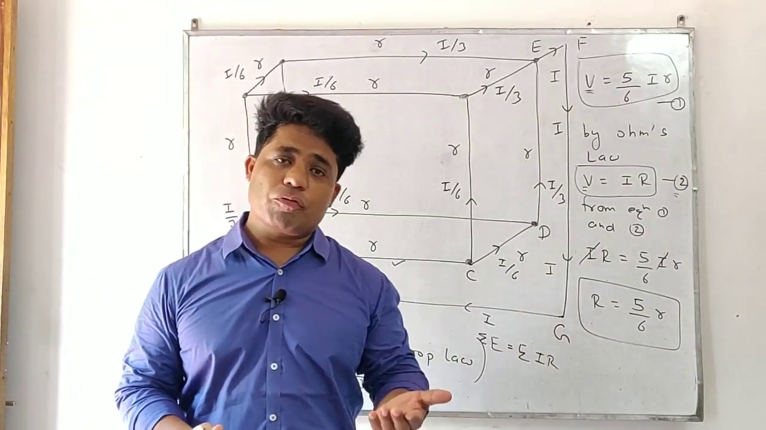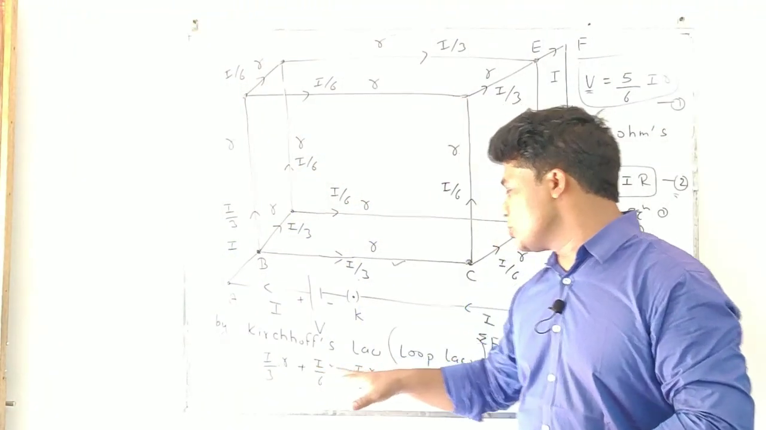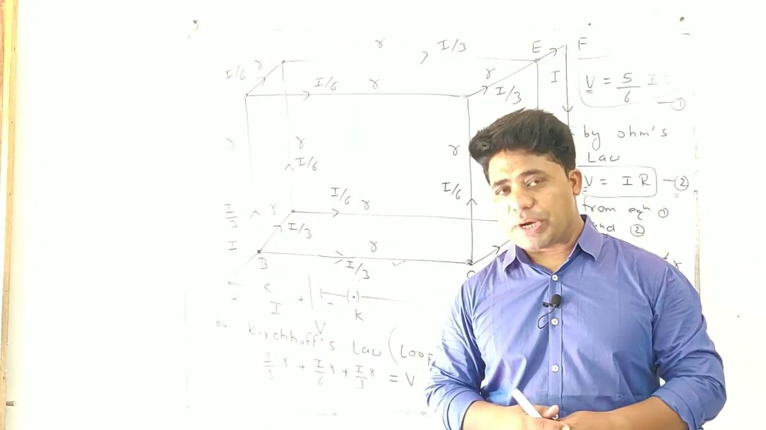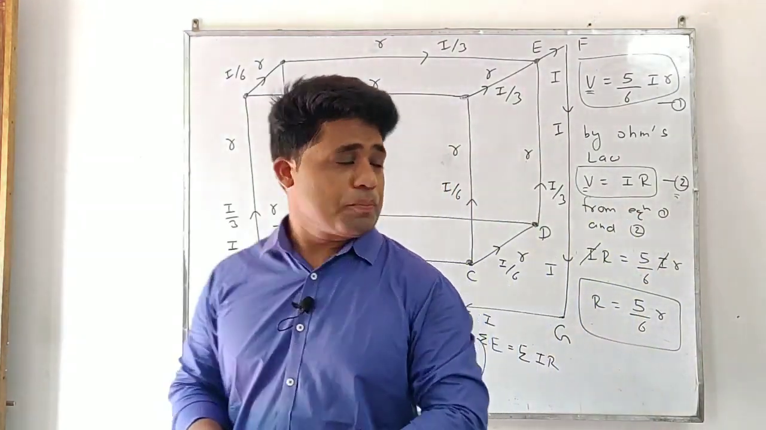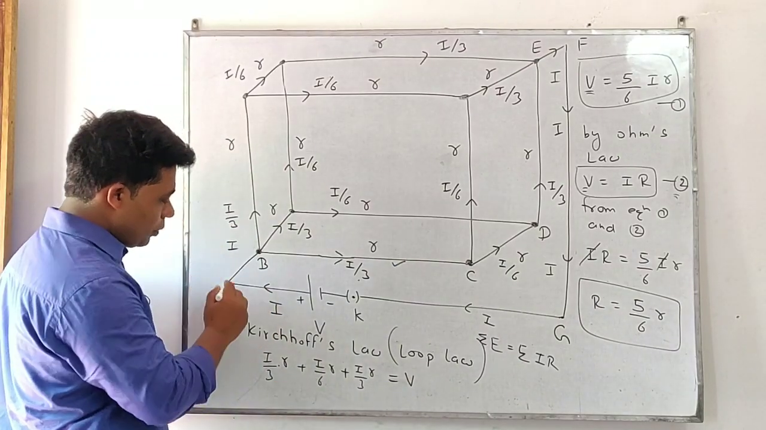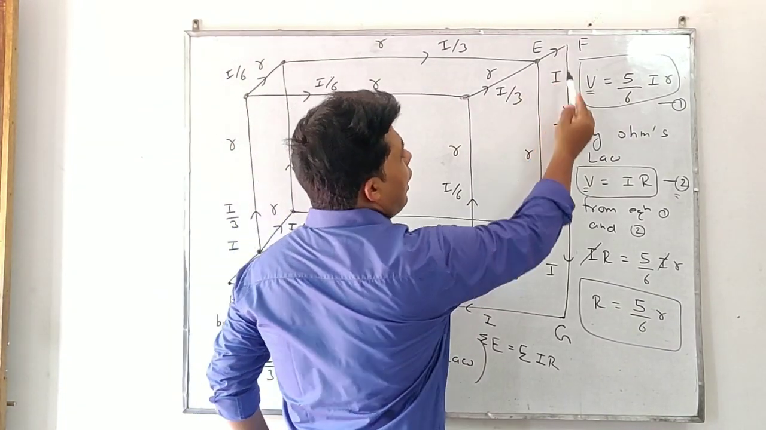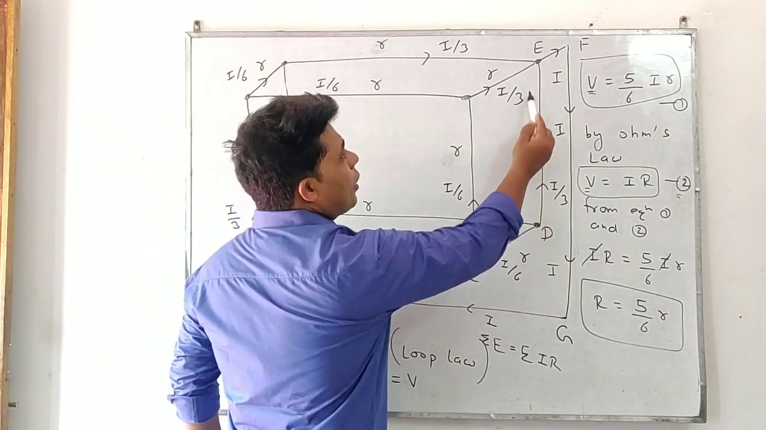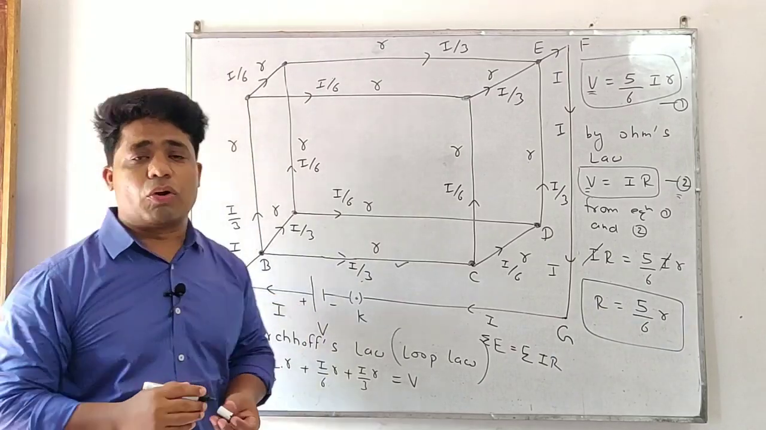I'm going to apply Kirchhoff's second law, also said to be loop law or voltage law. Why is it said to be loop law? Because it is applicable for closed circuits. That's why it is called loop law, or sometimes voltage law. Look students, I am going to apply Kirchhoff's law in the loop A, B, C, D, E, F, G and A. In this closed loop, see the path, I am going to apply Kirchhoff's second law.